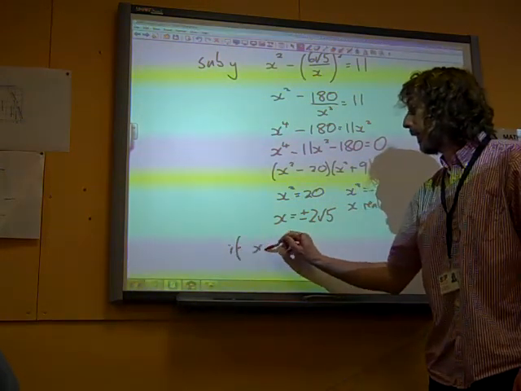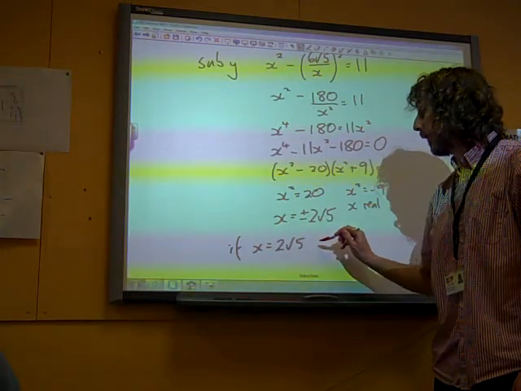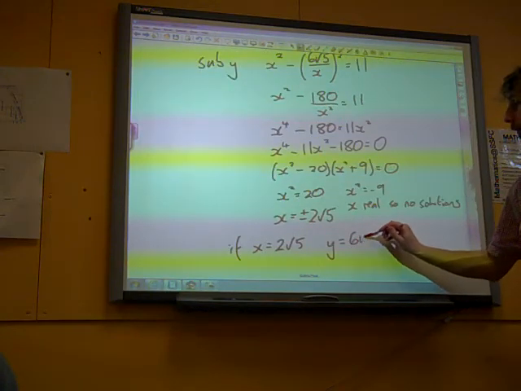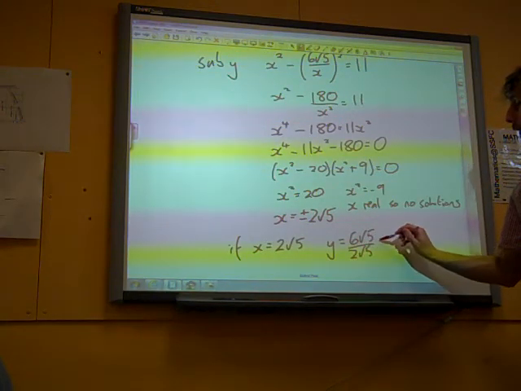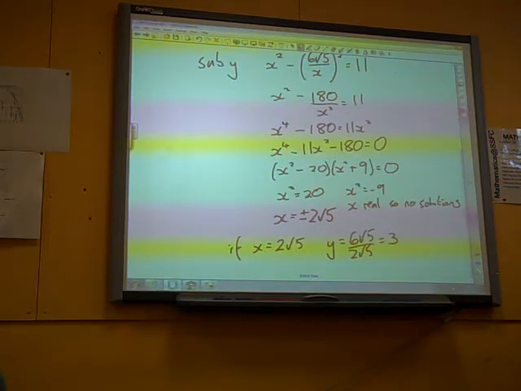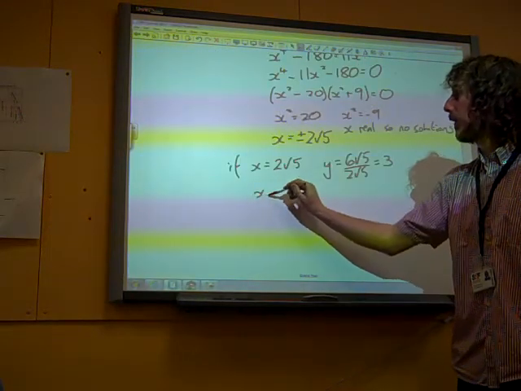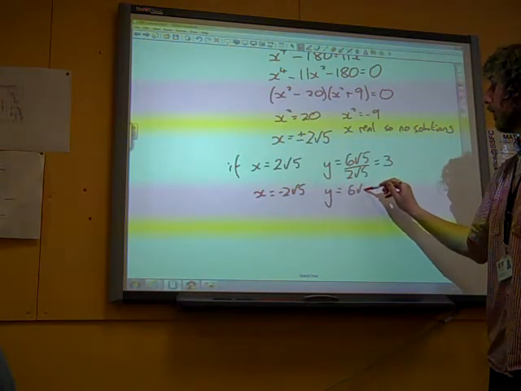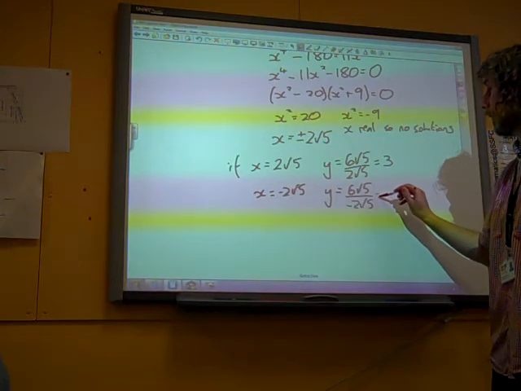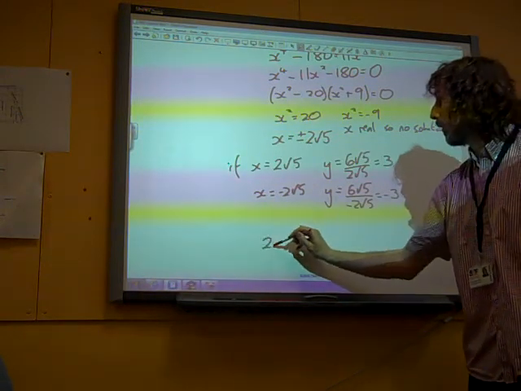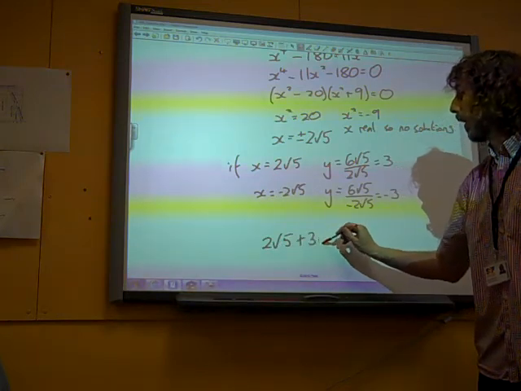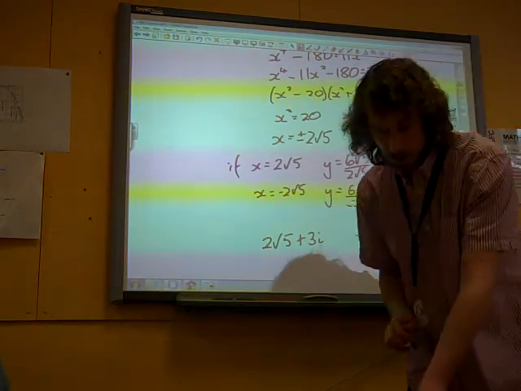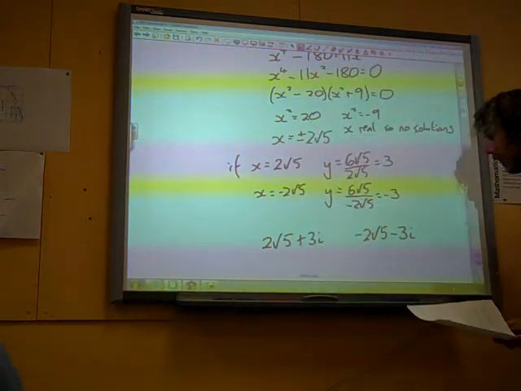If x equals plus 2 root 5, y, remember y was 6 root 5 over x, so that's 6 root 5 over 2 root 5, which is 3. And if x is minus 2 root 5, y would be 6 root 5 over minus 2 root 5, which is minus 3, giving us 2 root 5 plus 3i, and minus 2 root 5 minus 3i as our two roots, and that's what we should have had.